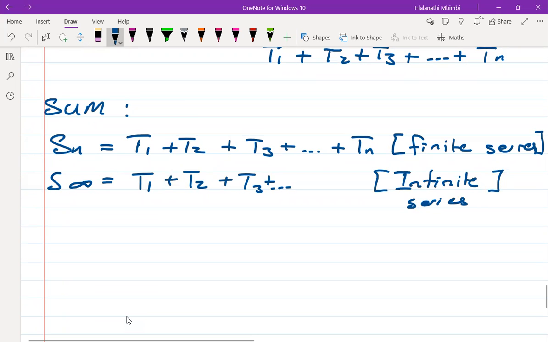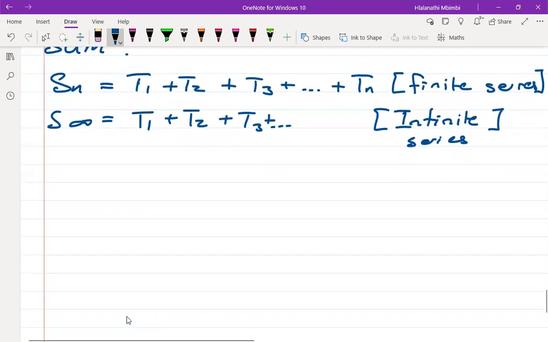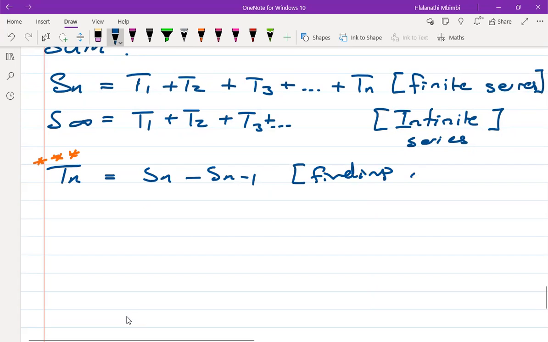Okay. And then, I'll come back to this when I'm doing questions, but you can find Tn using the sum. And Tn using the sum is Sn minus Sn minus 1. Please take note of that, right? Take note of that. If you don't take note of that, I'll give you a question and you're not going to know how to do it, and I'll gladly bring you back here.